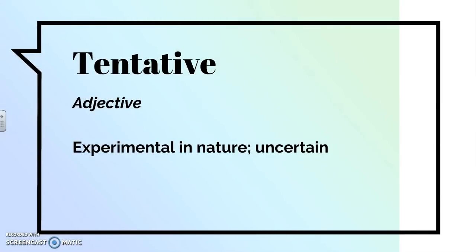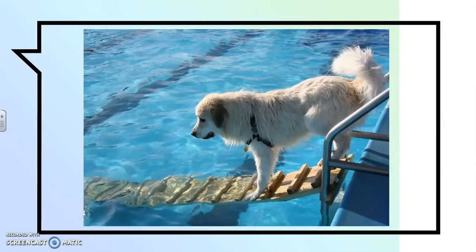Next word, tentative. Tentative is an adjective, and it means experimental in nature, uncertain. The picture of the dog here, he is tentatively on that ladder. He is uncertain that he is going to go into the water because he is afraid of the water. He is tentative, uncertain, or hesitant.